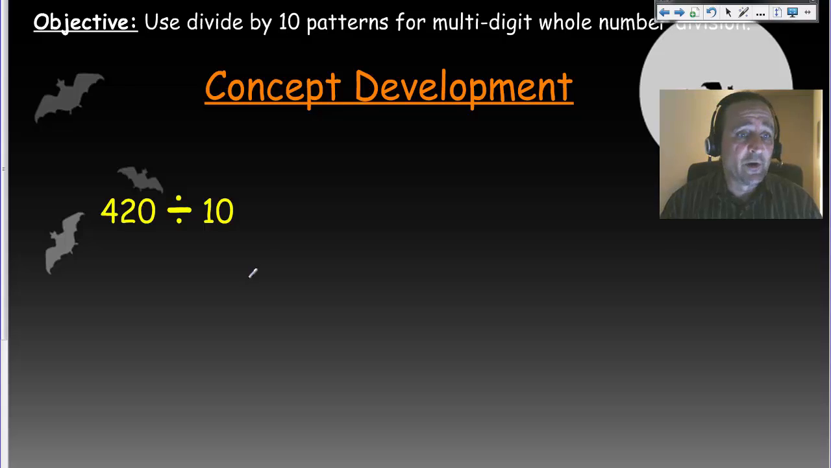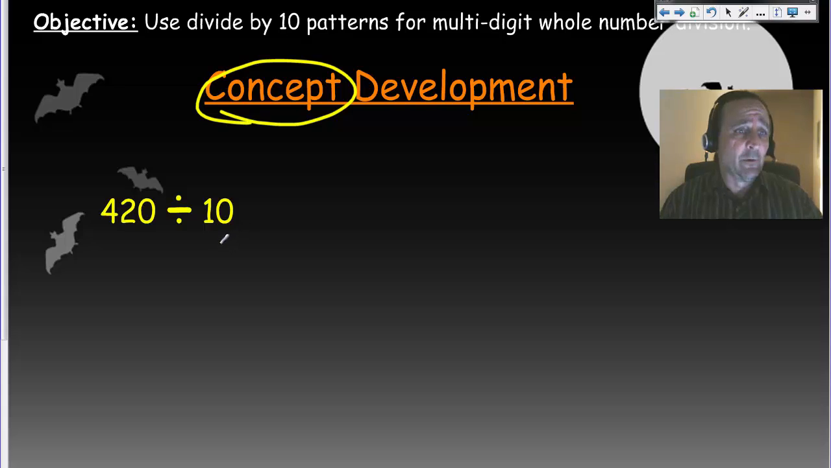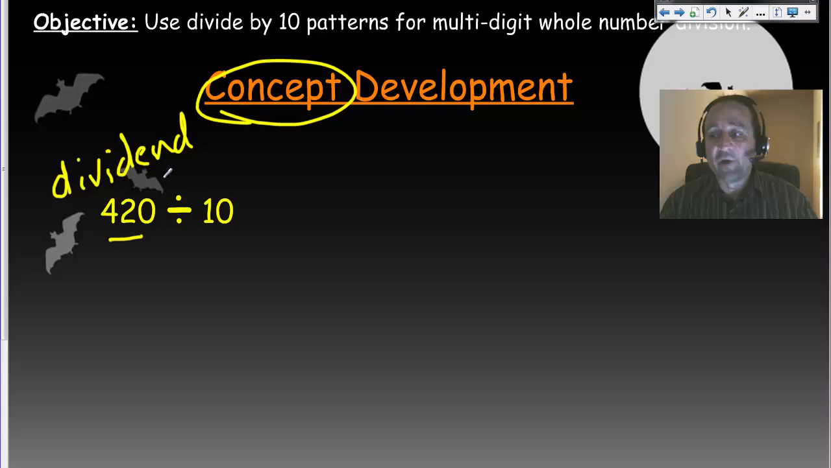Anyways, now we have 420 divided by 10. This is our concept development. So now we're going to start to apply what we just did in our last problem. If you look at this, you can see right away the 420, you see that power of 10 there, that 0? And do you notice 10 has the same? Exactly. We would say this is 420, the whole number. This is what we're dividing. When we think of the dividend, it's this number. The dividend is the whole number part.